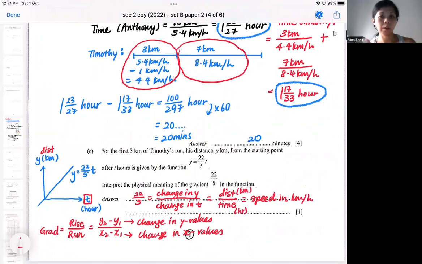So that's one interpretation. If you are asked for the interpretation of gradient in any real-world context, you look at what the change in y represents. It can represent something else. What does the change in x represent? Based on the representation of y and x, you can tell the meaning of the gradient.